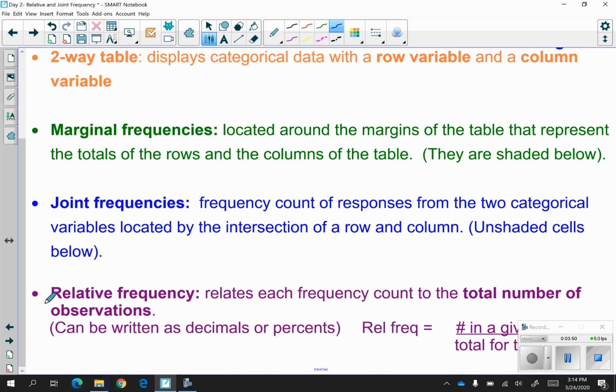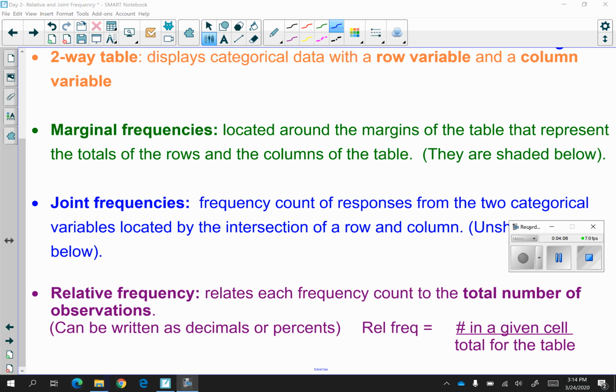Marginal frequencies are going to be located on the margins around the ends of the tables, and joint frequencies are going to be on the inside of the tables. I'll get back to that in a brief minute. So relative frequency actually relates the amount of times in relation to the total number of observations. So again, a lot easier to see on a table, but your relative frequency is going to basically give us our probability.